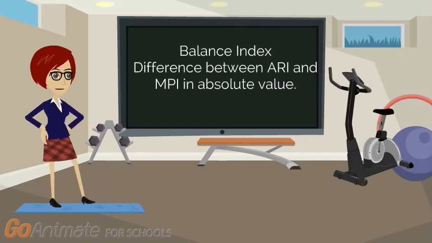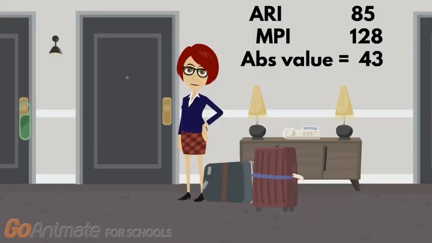Let's take a look at an example. Let's say a property has attained an ARI of 85 and an MPI of 128. The difference between the two metrics in absolute terms is 43. Where should the revenue team start focusing their efforts? Yes, that is correct, on driving rate.